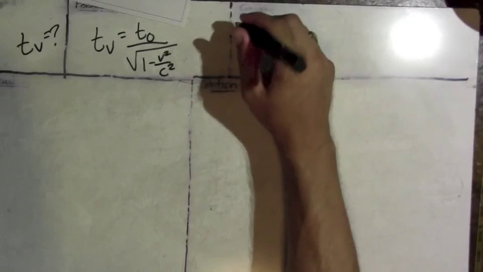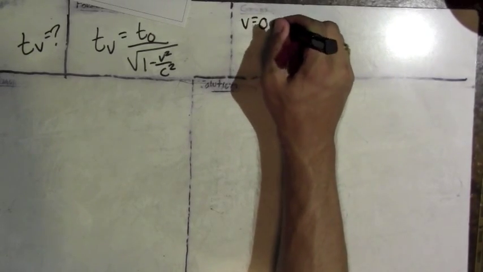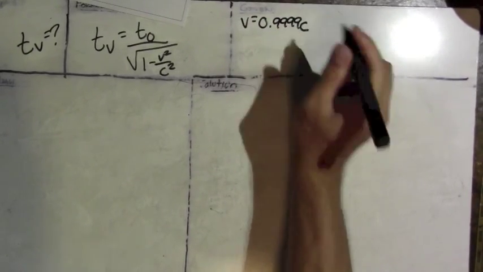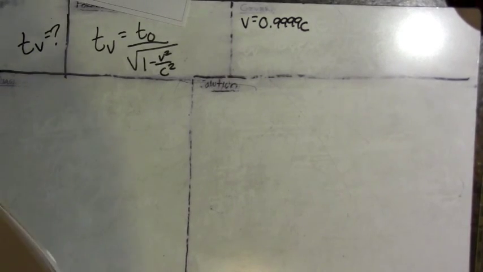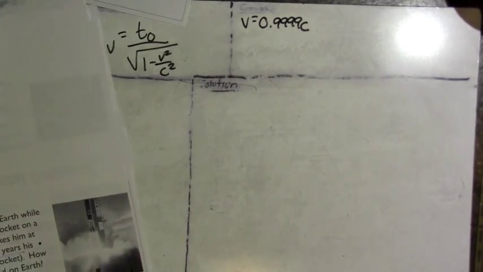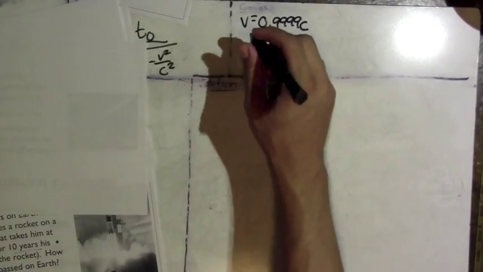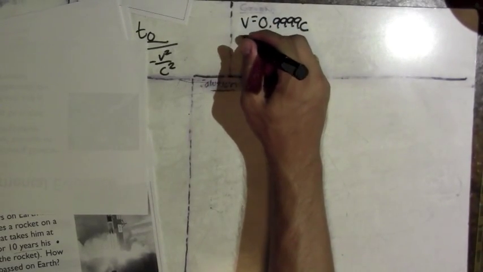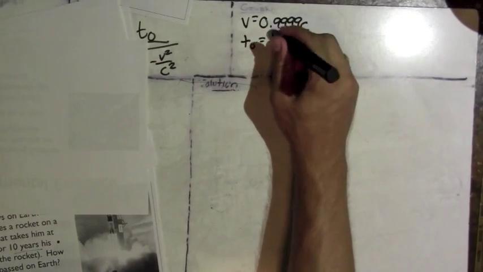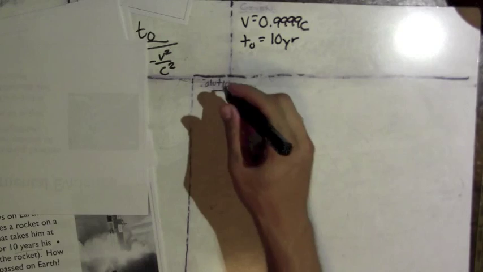How much has the velocity changed? Now we do know that the velocity is 0.9999c. As you start to get closer to the speed of light, they tend to express these things in terms of c instead of writing out 2.9999999 times 10 to the 8th, because it's better just to compare it to the c value. We do know that the original time on the rocket was 10 years. Now, this is the basis of a lot of science fiction.